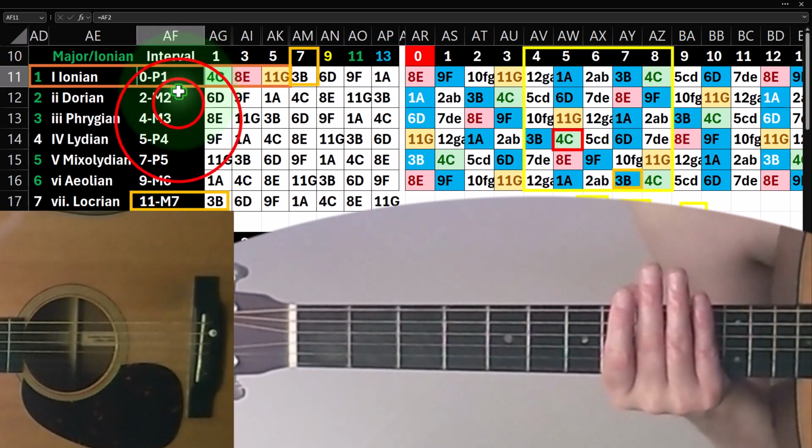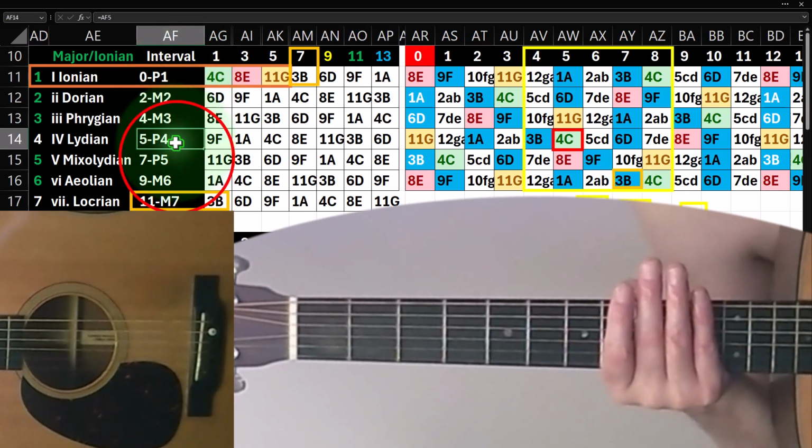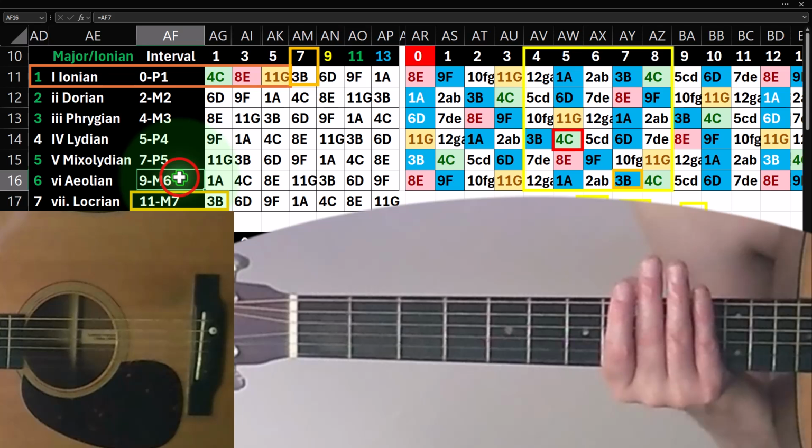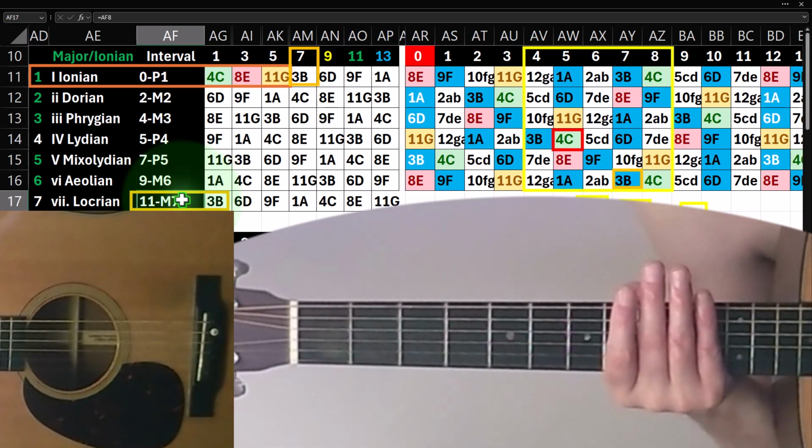So that's the idea. So if I looked at the Ionian or major scale, what are the intervals? We got a perfect first, we got a 2-note away major second, a 4-note away major third, a 5-note away perfect fourth, a 7-note away perfect fifth, a 9-note away major sixth, and an 11-note away major seventh.